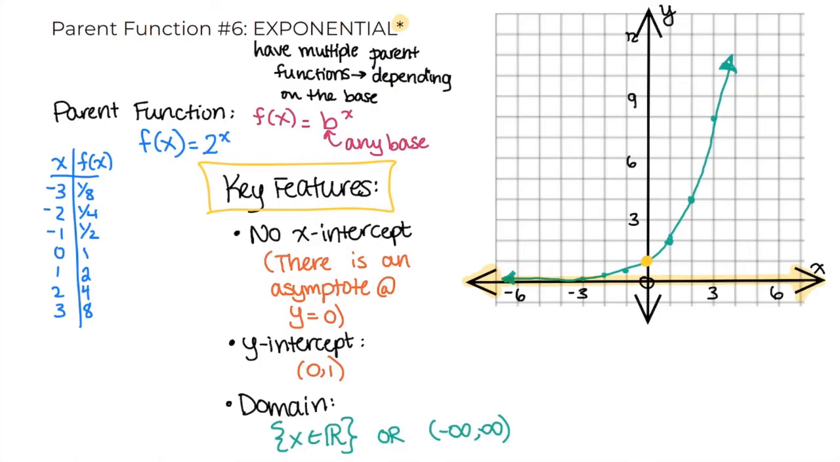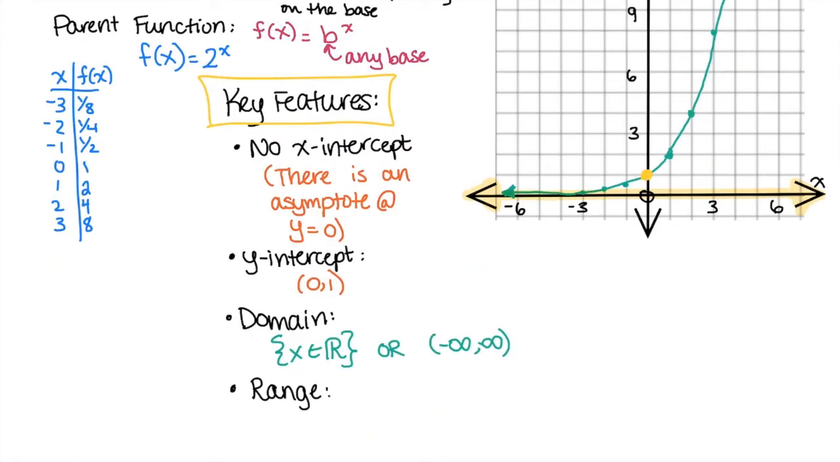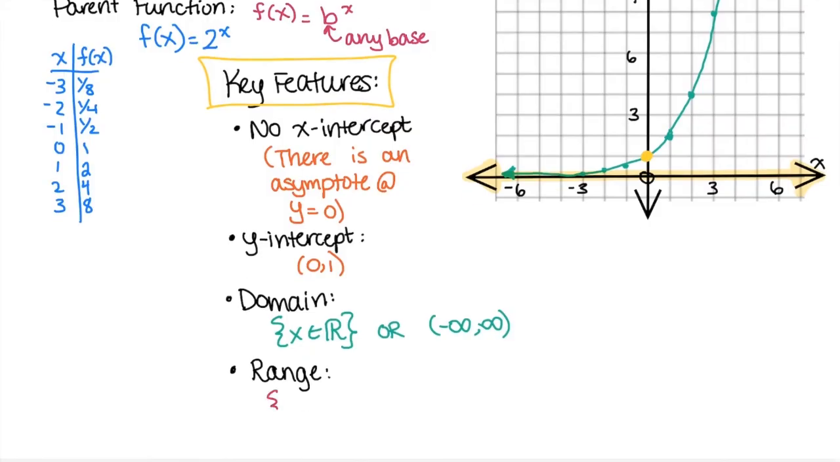Our range, however, will only work above this asymptote that we have here. So that means that our range will be y is an element of the reals, or f of x is an element of the reals, such that y is greater than 0, not greater than or equal to 0, because it will never touch 0. So this is different than our absolute value graph and our quadratic graphs. Or we could just say from 0 to infinity as follows. And these are our key features of our exponential graph.